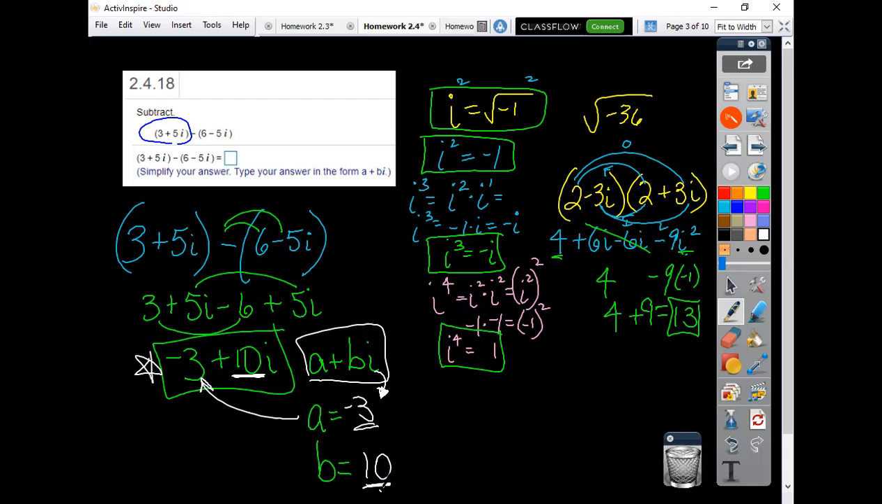So with that, complex numbers with addition and subtraction, it's just combining like terms. Don't make it too hard. Good luck.